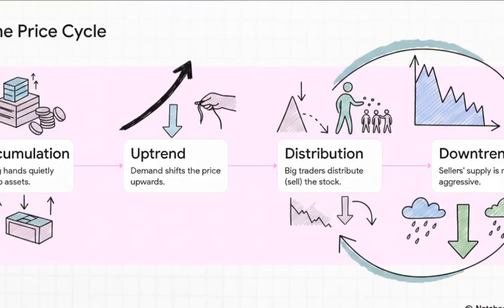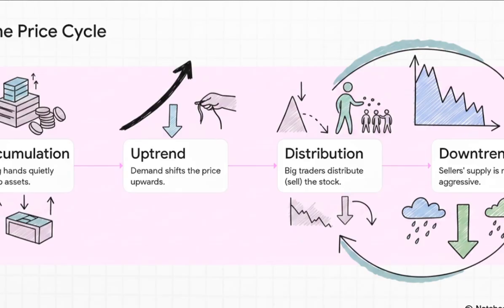The market is definitely not a straight line. It's an endless loop stepping through four main stages. It kicks off with step 1, accumulation. This is where the strong hands, we're talking massive institutions, the smart money, quietly buy up assets at a massive discount. That builds the cause for step 2, the uptrend.